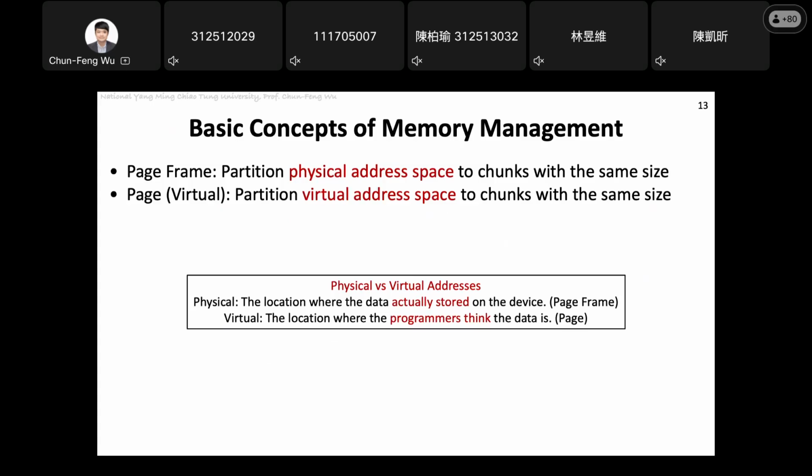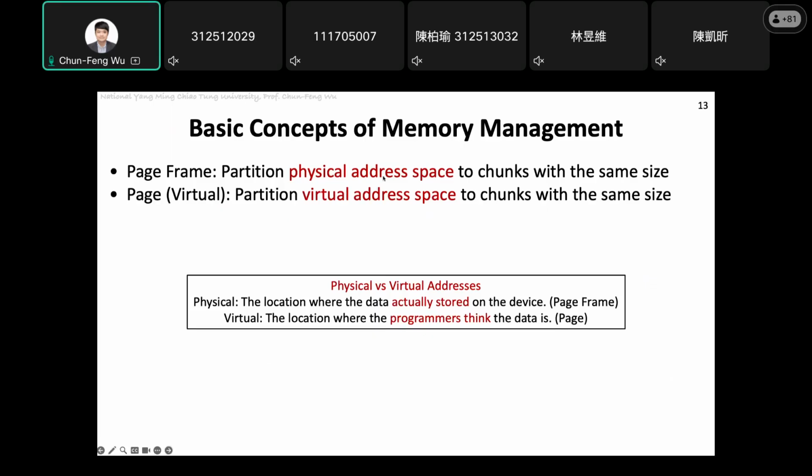So at the very beginning, the same things, we need to talk about some basic concepts of memory management. There are two things for memory management. One is called page frame and another is called page. A page frame is where the CPU will partition physical address space into chunks with the same size. And a page means the CPU will partition virtual address space into chunks with the same size.